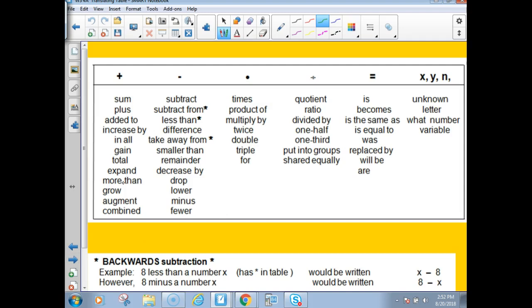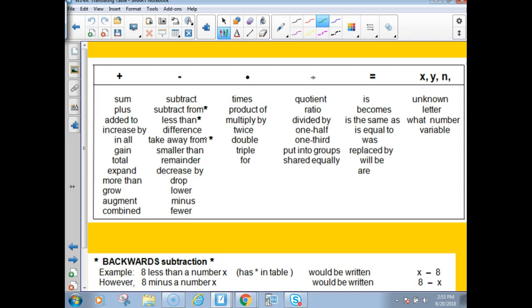All of these topics, all of these, that little chart you've got there: the sum, plus, added to, increased by, all of those are different, augment, combined, means to add. Whole bunch of words here that you can have in word problems that indicate that you should subtract.